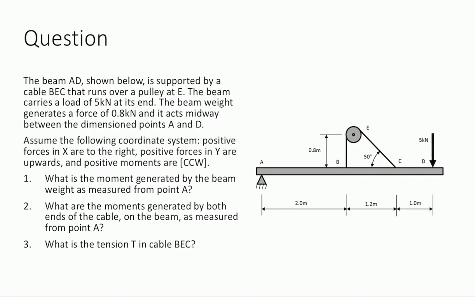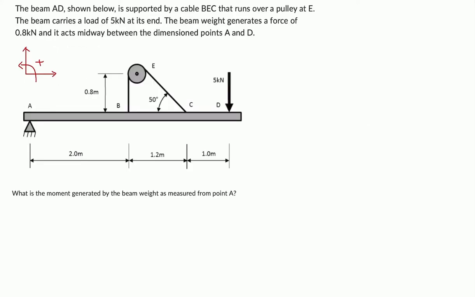We're going to find the moment generated by the beam weight as measured from point A, and the moment by both ends of the cable on the beam as measured from point A, and we're going to find the tension T in cable BEC. Feel free to pause the video and solve it on your own. We're going to draw out the coordinate system as shown here.